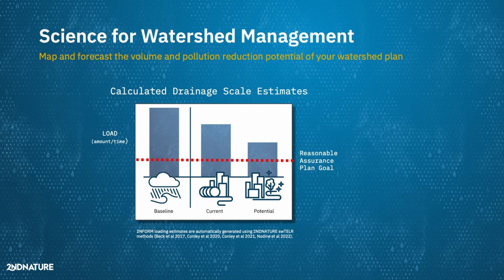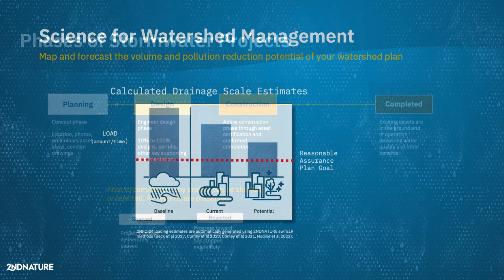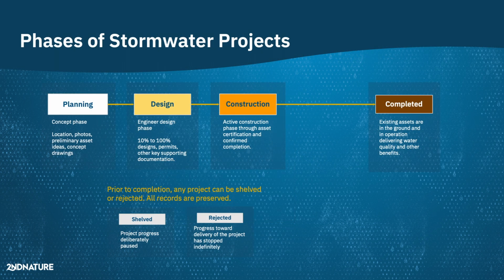So we showed you scenario planning. Now let's actually talk a little bit about project delivery: an ability to maintain a comprehensive portfolio of all of your projects. Now, just as taxonomy, we all know that projects have different life cycles, as simple as planning or design, construction, all the way to completed. We also know at any phase that a project can be shelved or rejected.